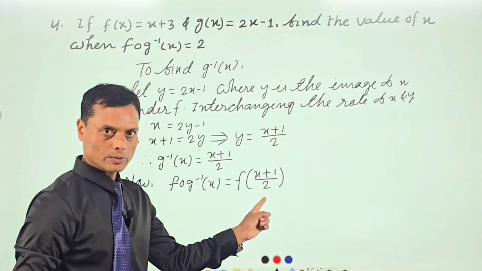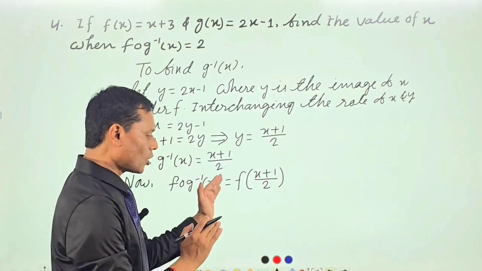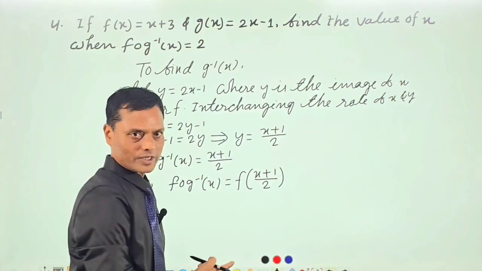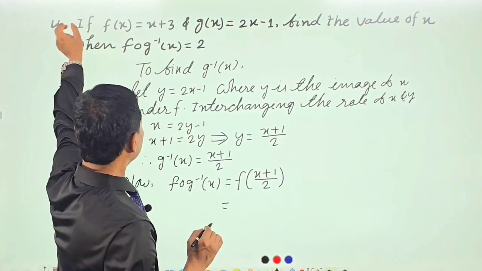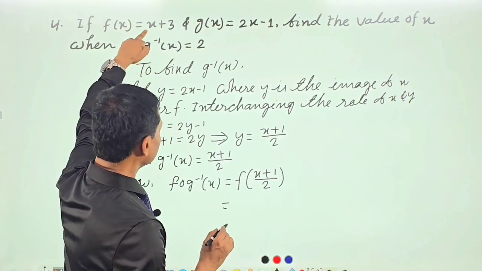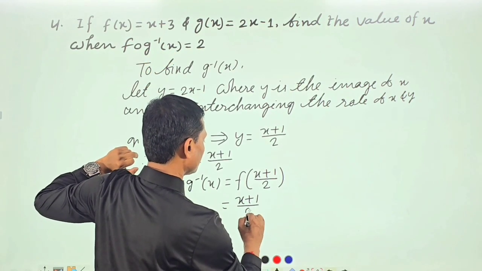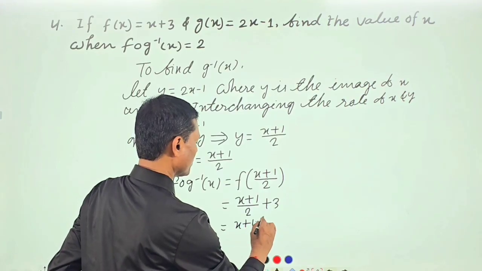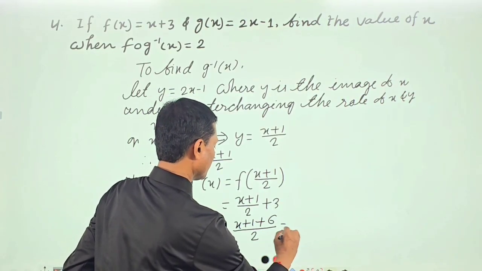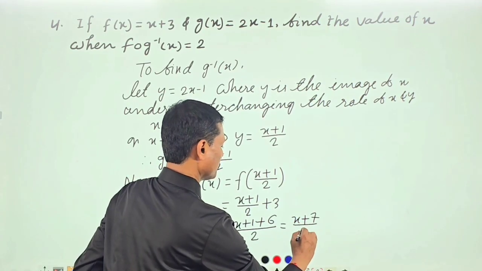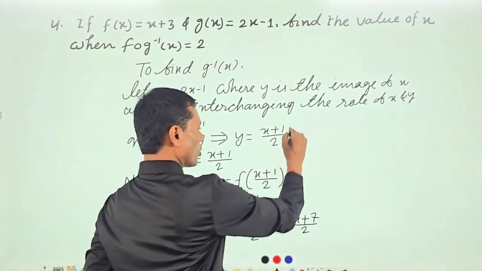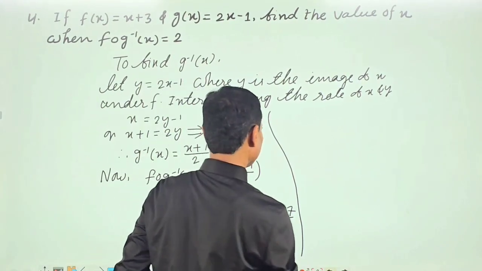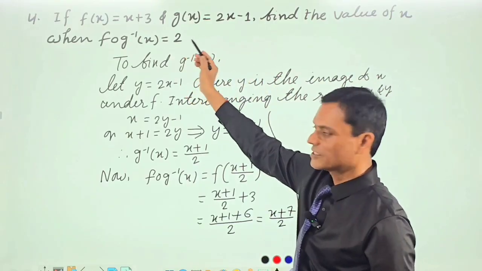Now the input is (x plus 1) by 2. So the x of the function f is replaced by (x plus 1) by 2. Let's replace it. For f, we have here x plus 3, right? So at the place of x, we can write here (x plus 1) by 2, and there is a plus 3. And now this becomes (x plus 1 plus 6) by 2, and that gives us (x plus 7) by 2, isn't it? Now by the question, have a look here. We have to see the question. Our question says that f of g inverse x equals to 2, isn't it?